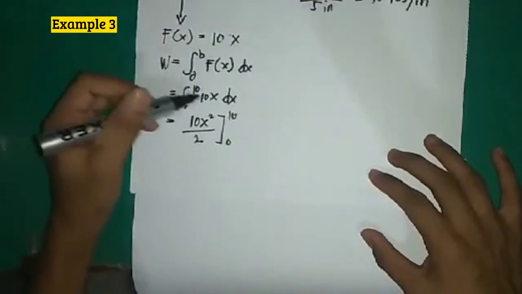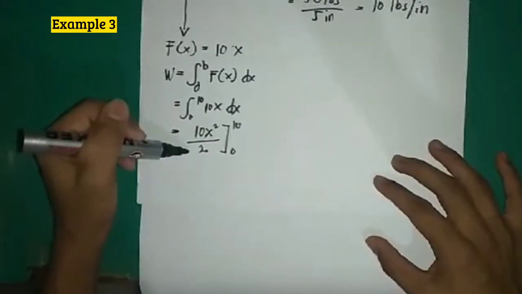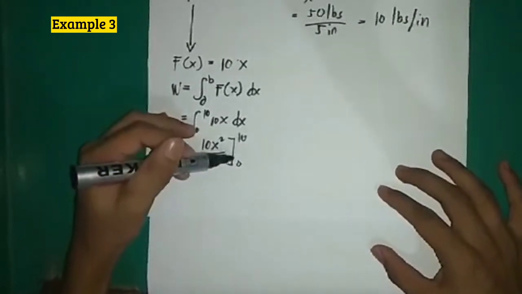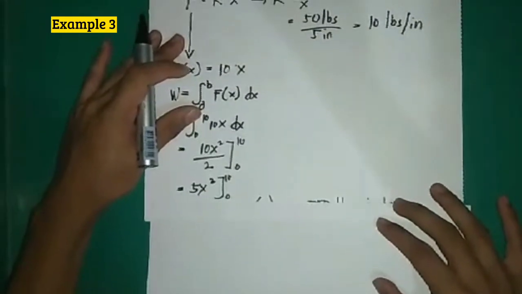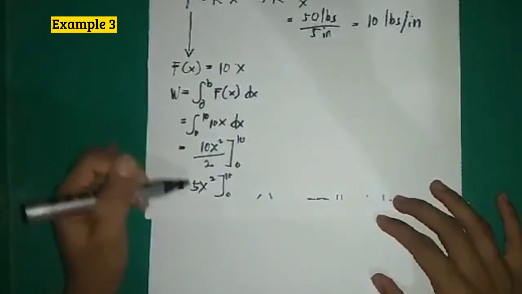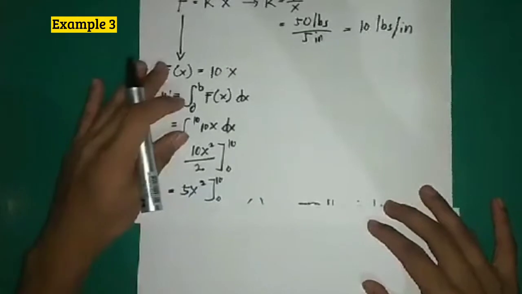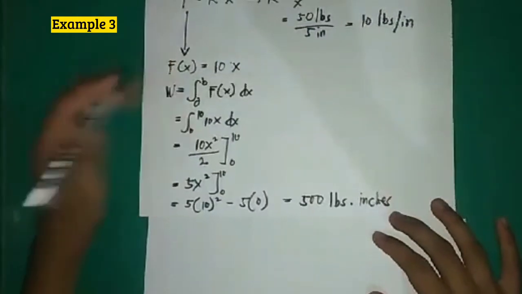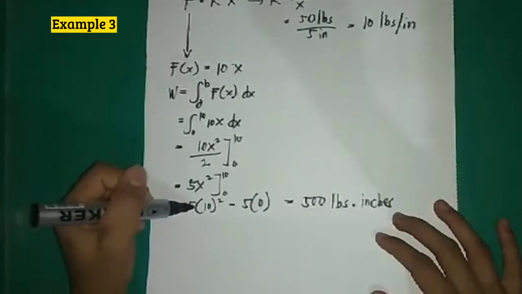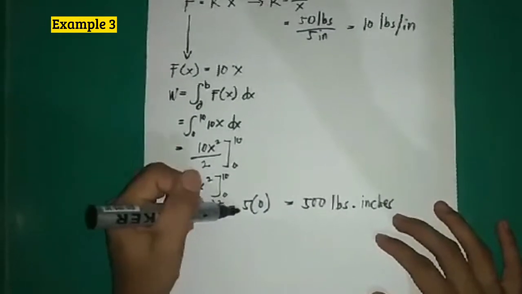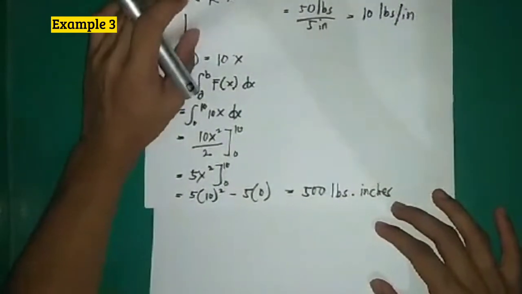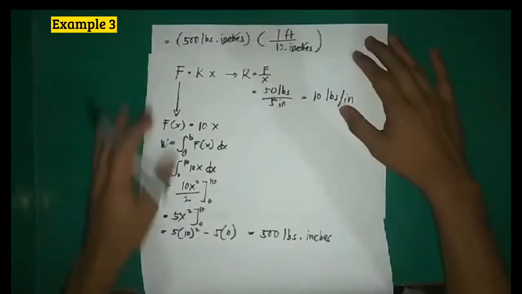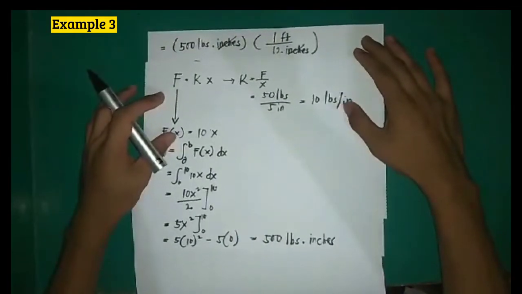So the antiderivative of 10x is 10x squared over 2, evaluated from A to B, which is 0 to 10. So let's evaluate. 10x squared divided by 2 is 5x squared evaluated from 0 to 10. So 5 times 10 squared minus 5 times 0 is equal to 500 pound-inches. So the needed measurement is foot-pounds, or feet pounds.